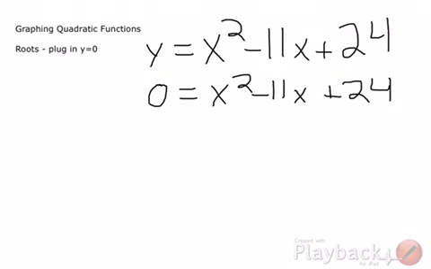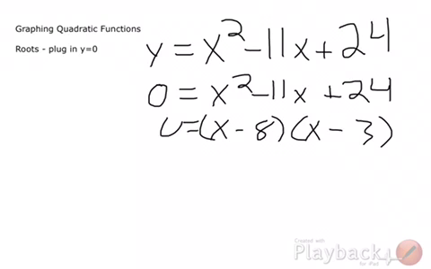So to solve this quadratic equation, I'm going to have to factor. Now, to find the roots, we have to factor this, break it down, and solve for x. What multiplies to 24 and adds to negative 11? That's going to be negative 8 and negative 3 for this situation, equals 0.